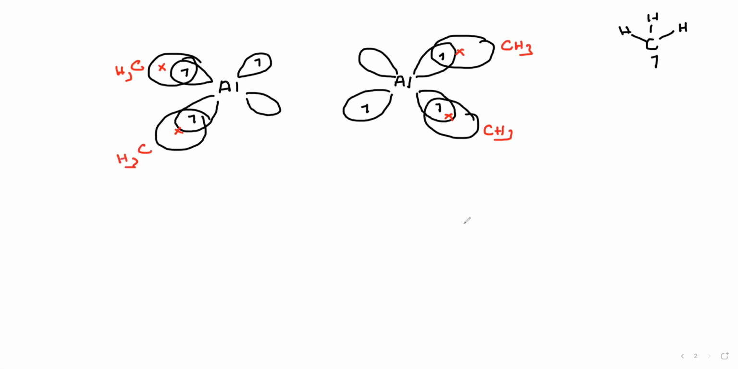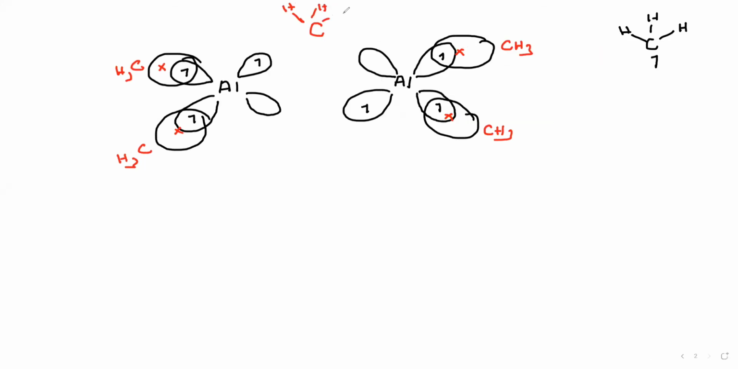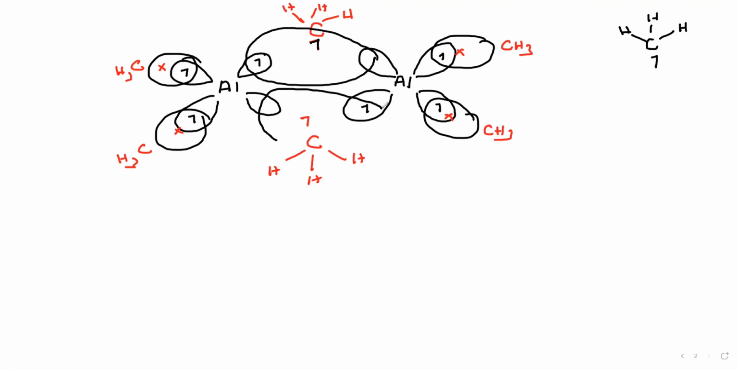Now how does CH3 make a bridge form? See, understand, here carbon, here 1 hydrogen and 2 hydrogen and 3 hydrogen, containing 1 electron. What will happen? Similar to diborane. This 1 electron delocalizes to this orbital and this orbital. Therefore it makes a bond like this. Understand this one. Similarly this also makes a bond like this.